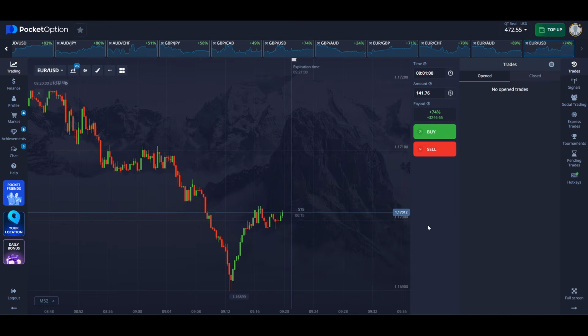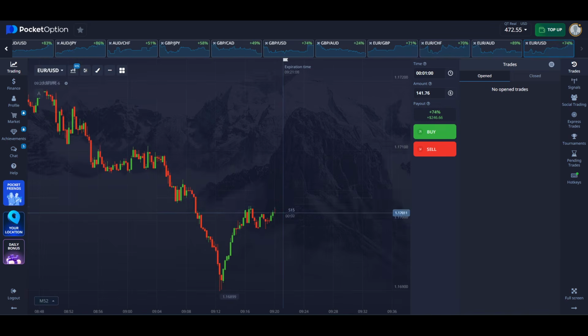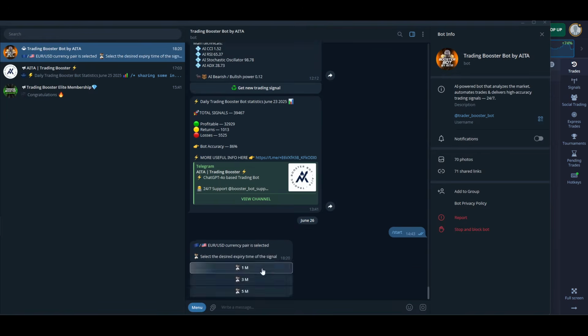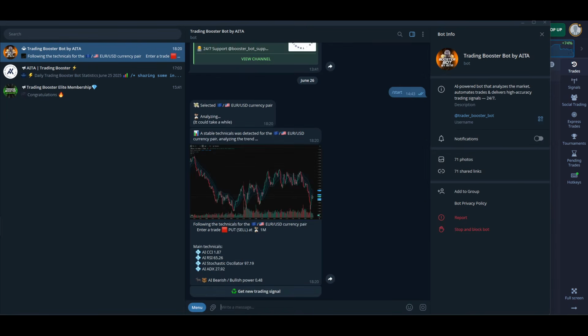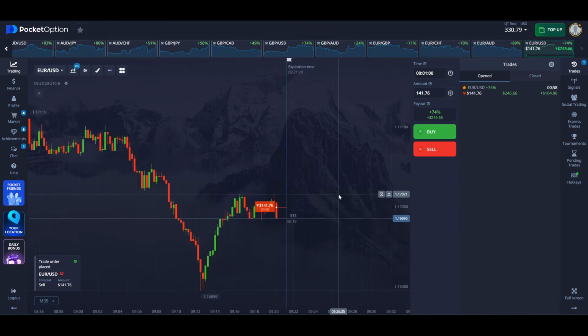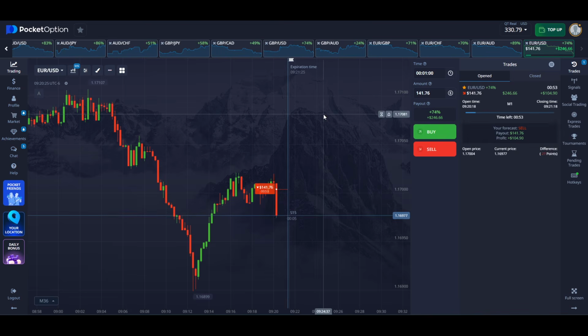To cover this loss, I need to choose one of three currency pairs: Euro-dollar, Euro-Australian dollar, or Euro-Swiss franc. I'm choosing the Euro-dollar currency pair now, selecting it in the booster bot, and setting the trade time to 1 minute. I get a sell signal, and right from here, without any analysis, I open my sell trade for $140 or 30%. If there's a really strong impulse now, then I'll cover my loss and even come out with a small profit.